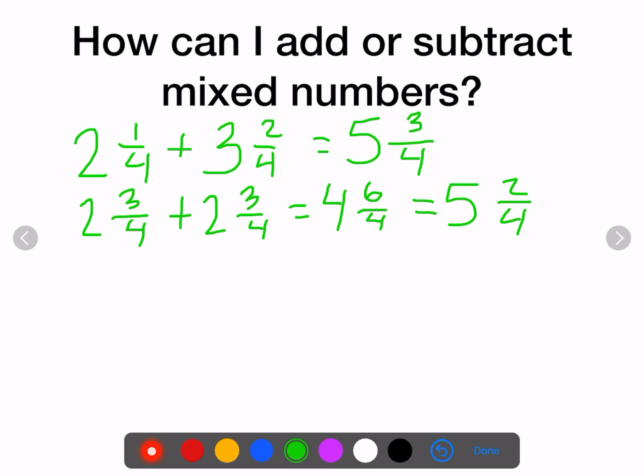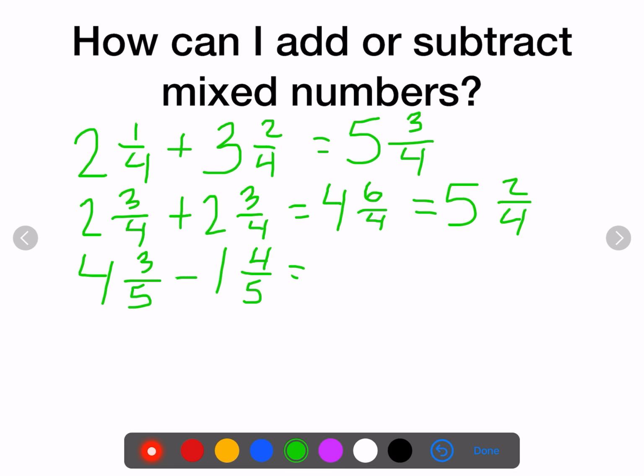So I might be subtracting, how about 4 and 3/5 minus 1 and 4/5. If I try to subtract this separately, if I try to do 4 minus 1 and 3 minus 4, I'm going to run into a problem. Because if I have 3/5, I'm not going to be able to subtract 4/5. I don't have enough fifths.